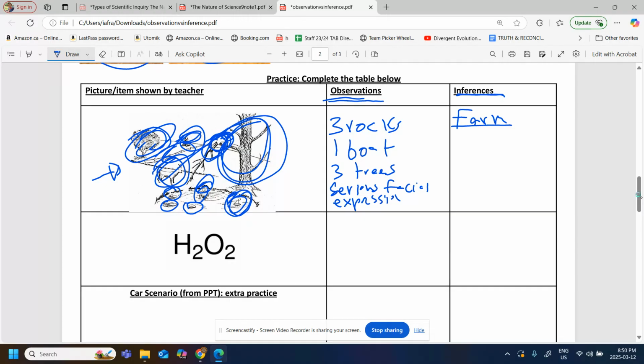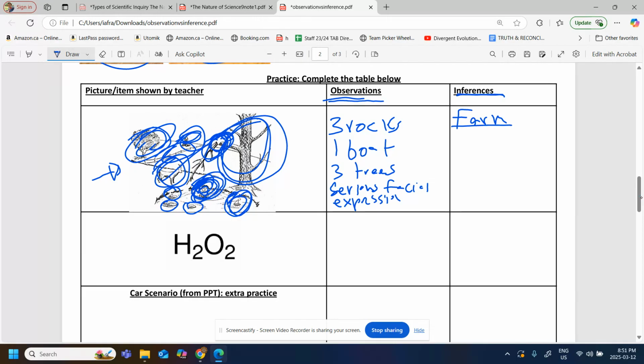Now, what you could also infer, if you look at the face, it doesn't look like a happy face. So you can infer the person is sad. If you said the person is sad or angry, that's an inference, because the true observation is they have a serious facial expression, but you don't know how they're feeling. You have to infer how they're feeling based on their facial expression. So I didn't write all that down, but that was a discussion of observations and inferences based on this picture.